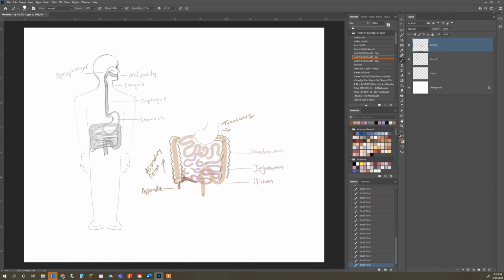And I don't know what it was. I went through a period of time where I swear I was just drawing the colon all the time. I don't know how many illustrations I did of the colon. It was just insane.